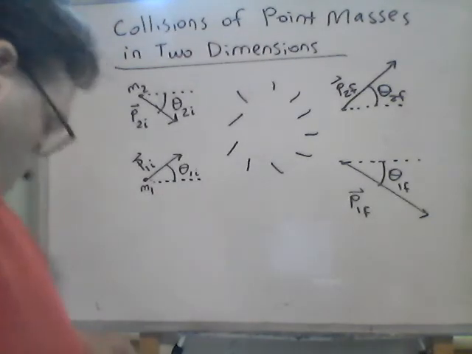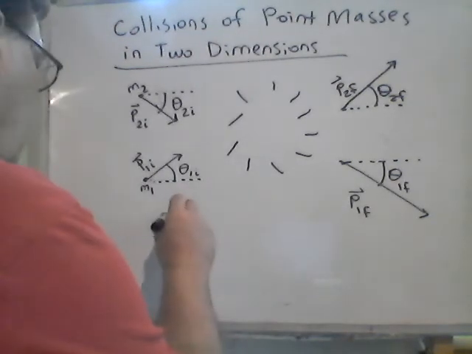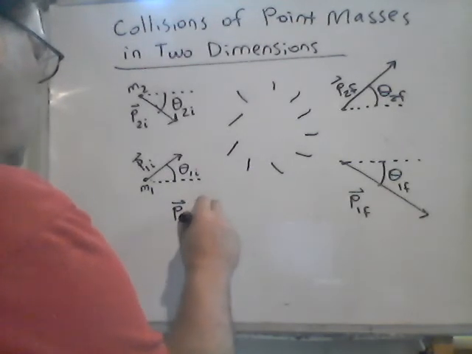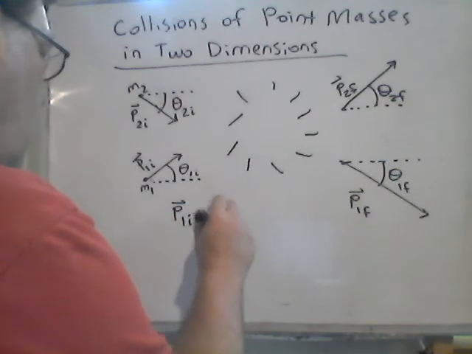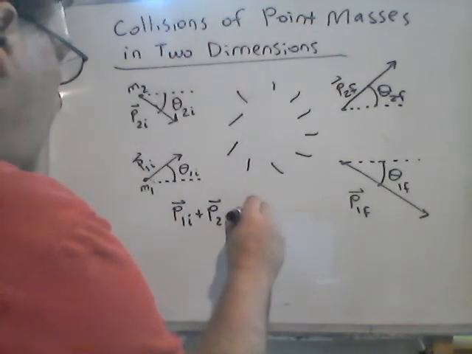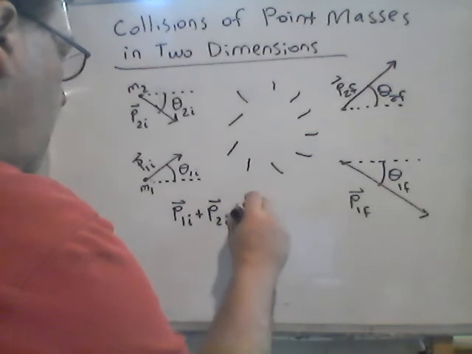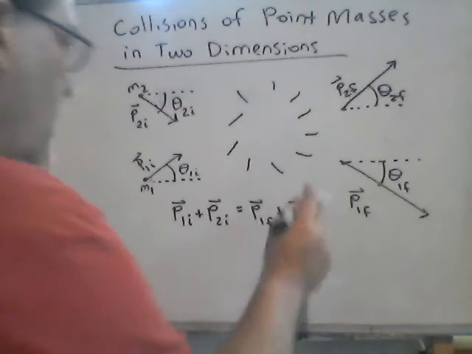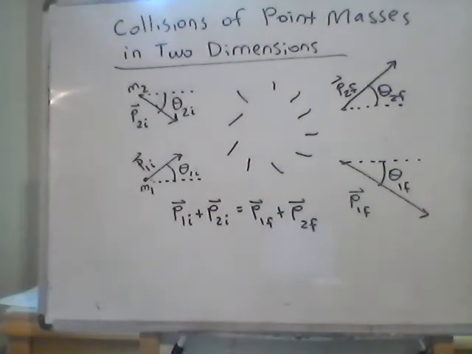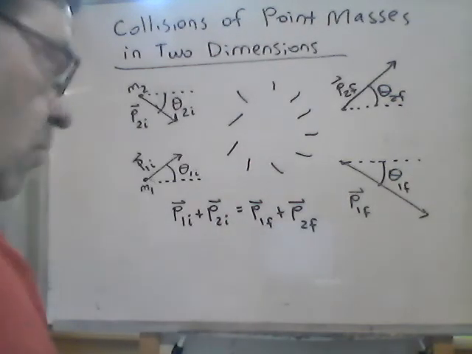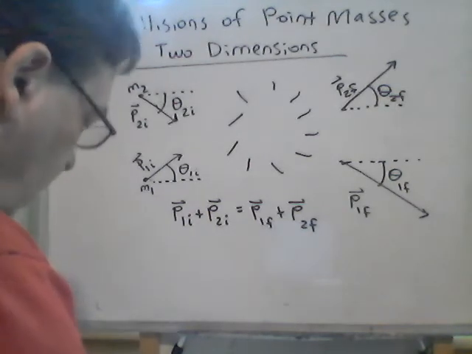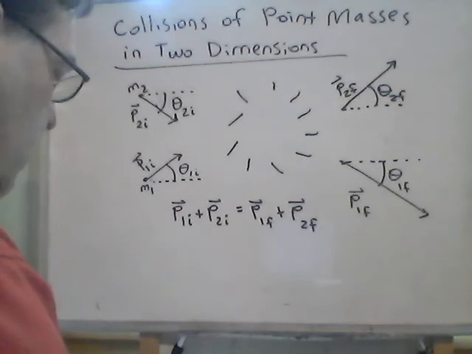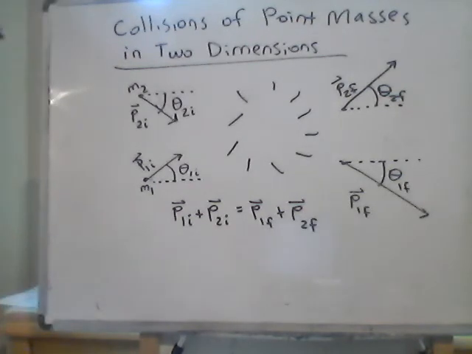We want to specify this relationship in two dimensions. So what would you say? Well, a vector equation would mean that P1i plus P2i equals P1f plus P2f. This is my vector relationship. This is a vector equation, because momentum is a vector, and I have not in any way committed myself to any kind of coordinate system.